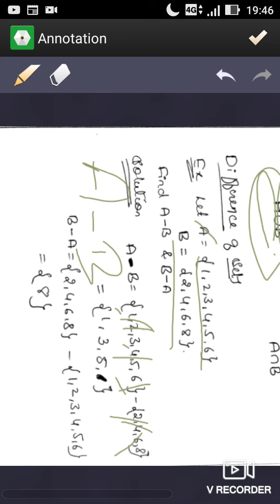Next is B minus A. B means first we have to take B. B is 2, 4, 6, 8 and A is 1 to 6. So 2 cancels, 4 cancels, 6 cancels, and 8 is still remaining, as it is not present in this set. That's why we take 8 only. We are not considering elements of A.